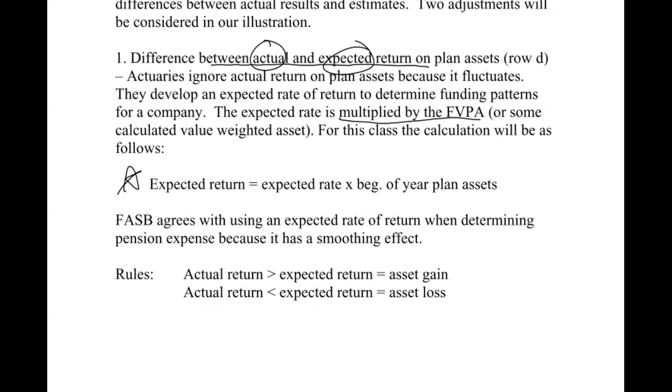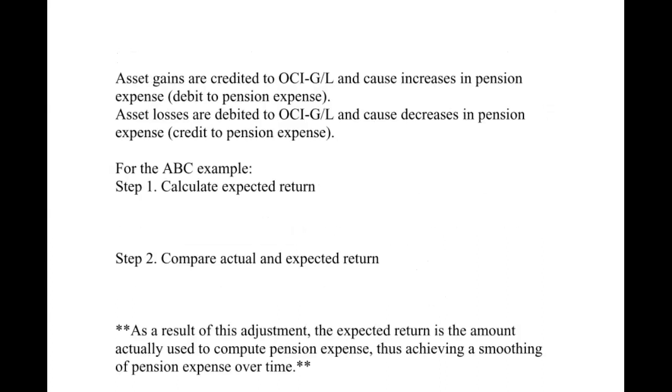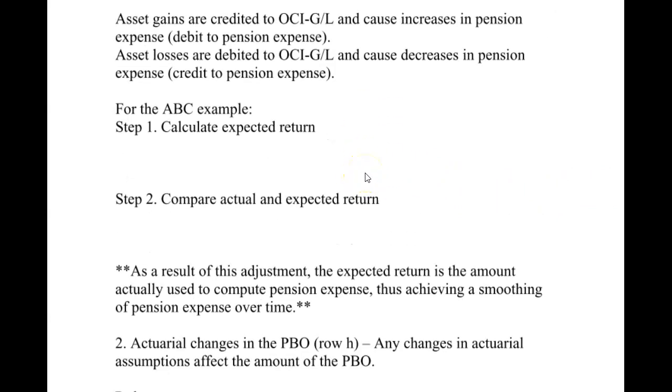If the actual return is greater than the expected return, that's a good thing, right? That means we returned more than we expected, so we call that an asset gain. If it is less than expected, that's a bad thing, because we returned less, and we'll call that an asset loss. Hopefully that makes sense. Looking at the top of the next page, how do we handle these asset gains and losses?